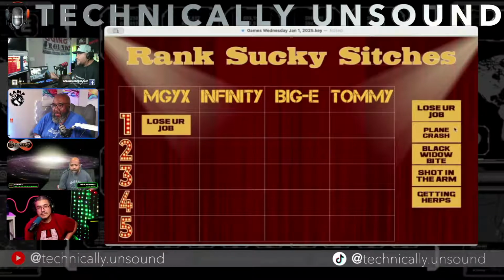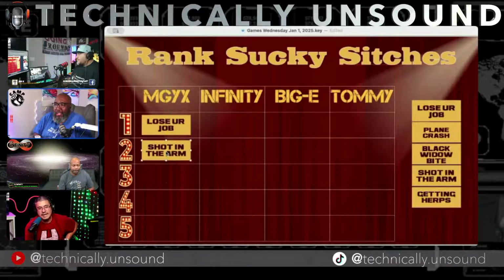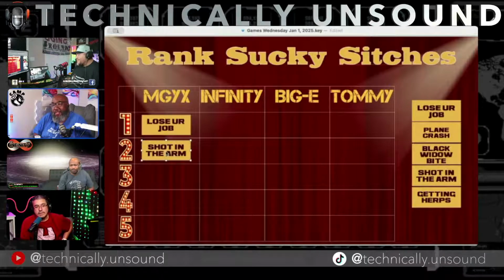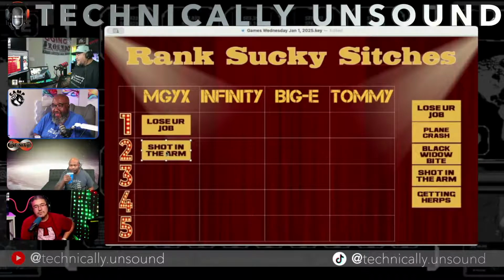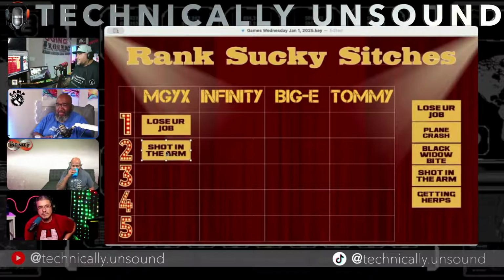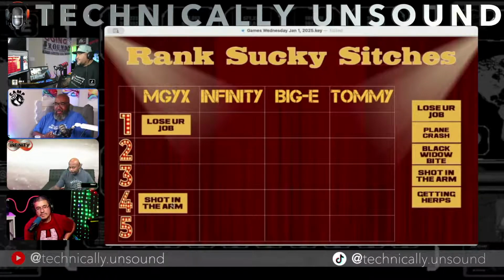Shot in the arm. That's number 2. Is that a through and through? Yeah, I mean, none of these are fatal. Yeah, but there's a difference on a through and through or a bone hit. Oh, Jesus Christ. Oh, let's say it's a through and through then. All right. We'll put shot in the arm at 4. All right. It's a flesh wound.